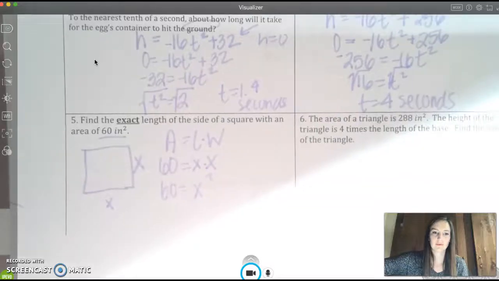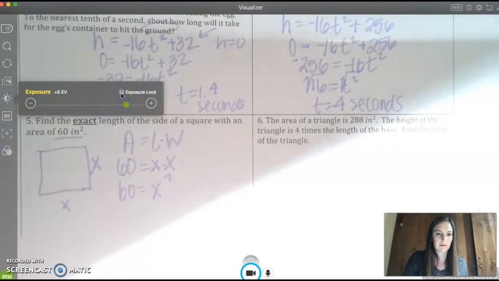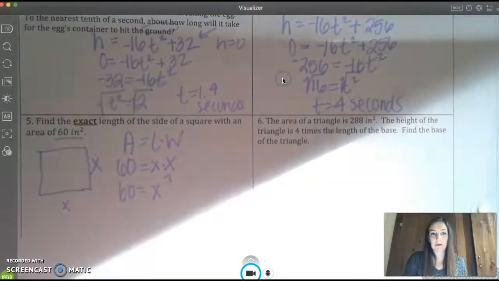Oh my goodness, we are just having a lighting issue today. I don't know what is happening. Let me adjust this again. Let's go there. Okay, maybe a little bit better.